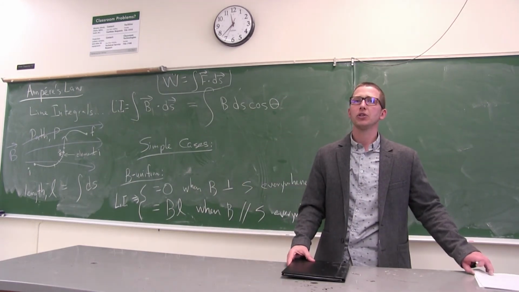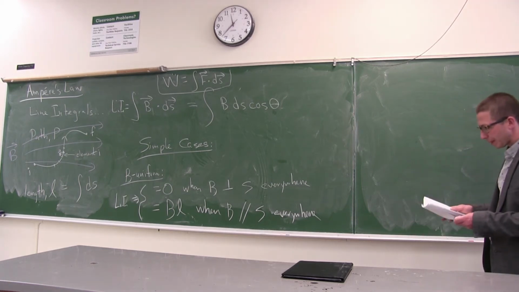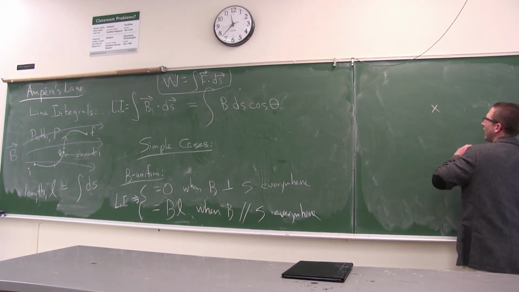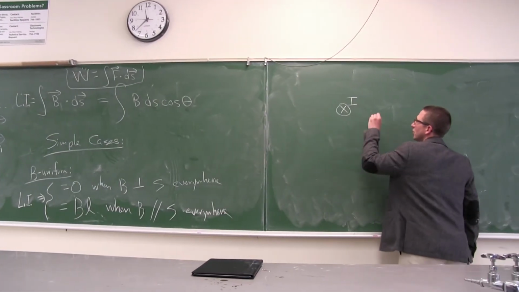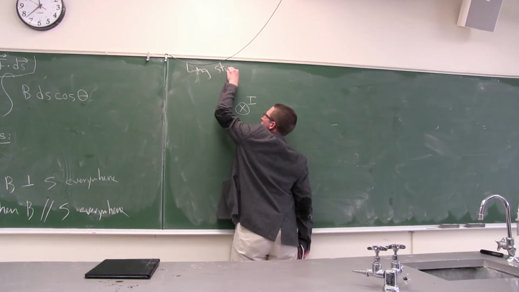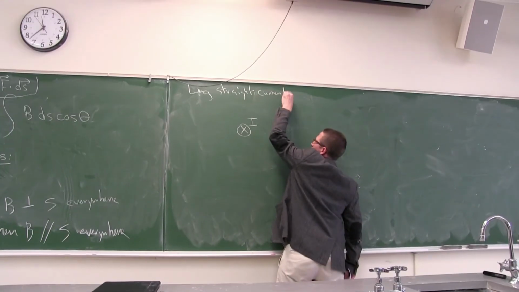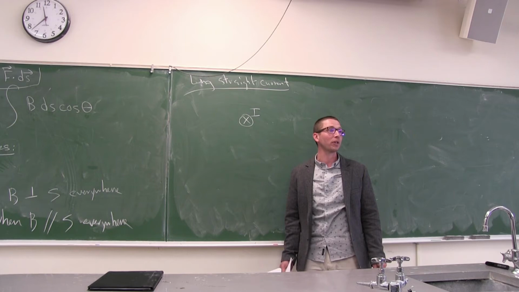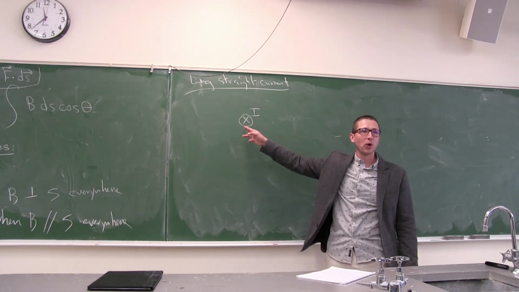Any other questions? Okay, so Ampere's law basically says, let's just calculate. Let's imagine I have a current going into the board. So a long, straight current. What I want to do is calculate the line integral for a long, straight current. So this is a current that's going into the board.